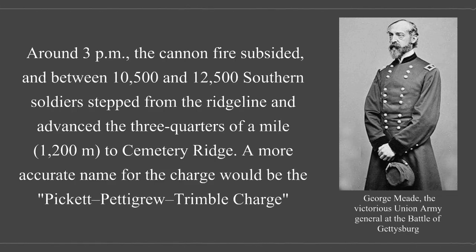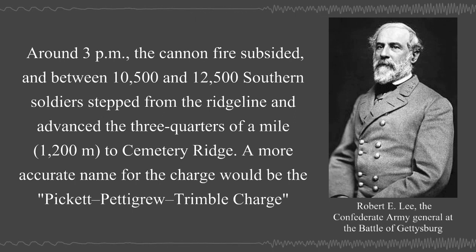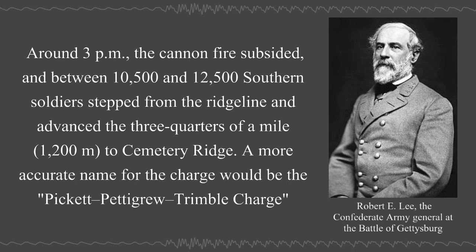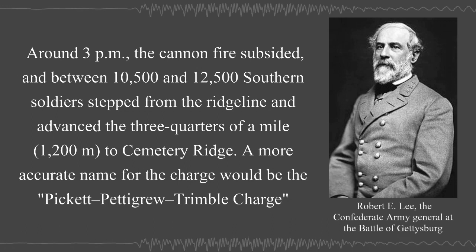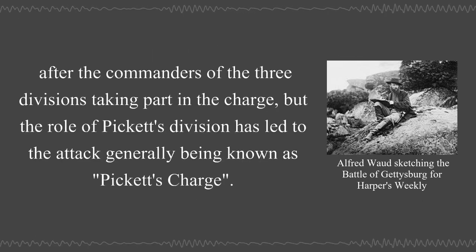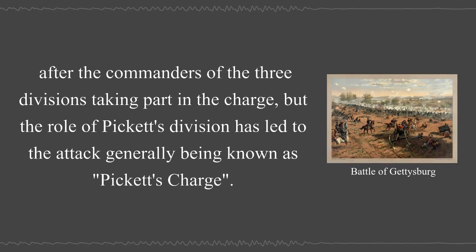Around 3 p.m., the cannon fire subsided, and between 10,500 and 12,500 Southern soldiers stepped from the ridgeline and advanced the 3/4 of a mile, 1,200 m, to Cemetery Ridge. A more accurate name for the charge would be the Pickett-Pettigrew-Trimble Charge, after the commanders of the 3 divisions taking part in the charge, but the role of Pickett's division has led to the attack generally being known as Pickett's Charge.